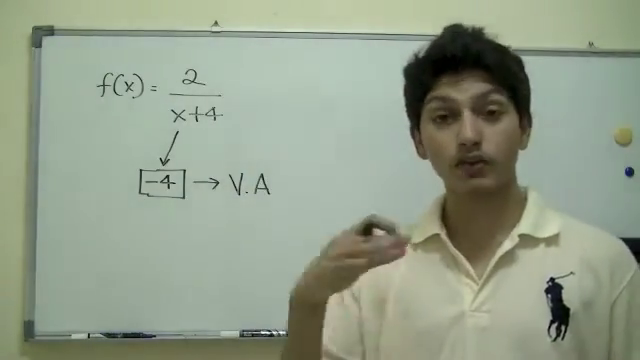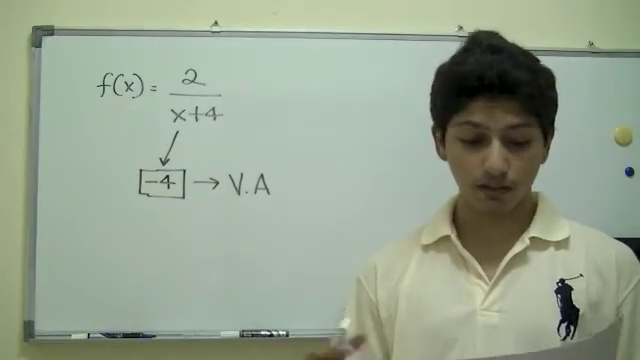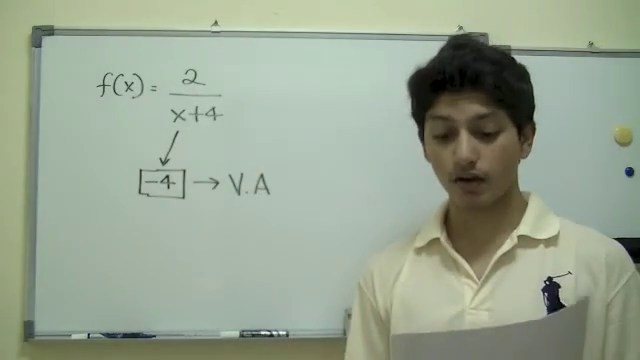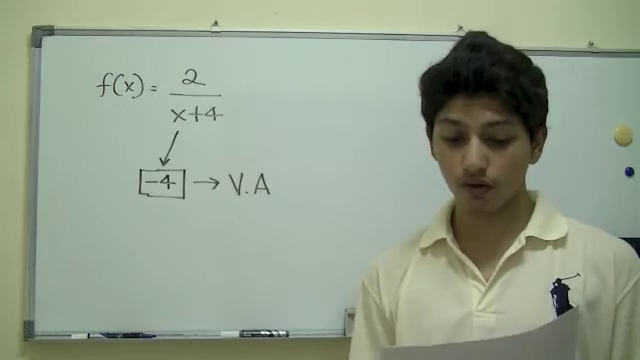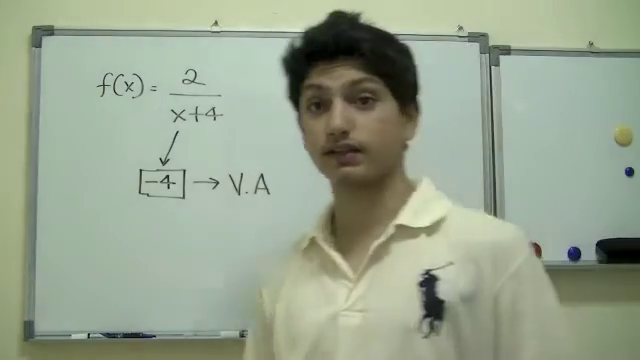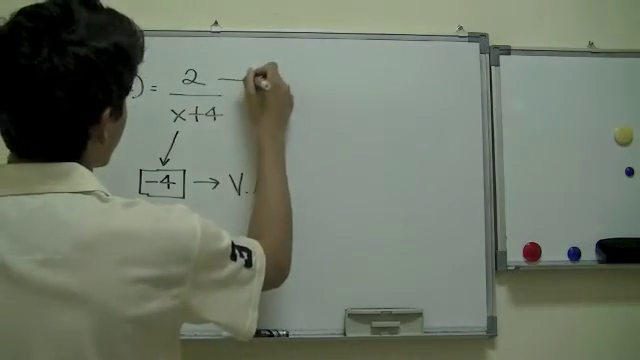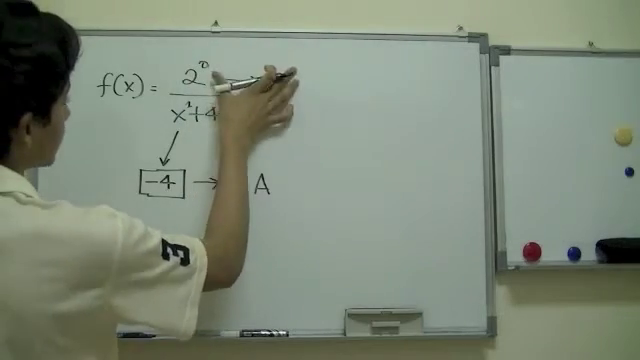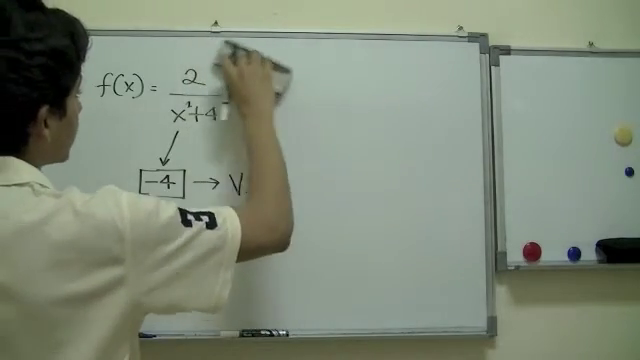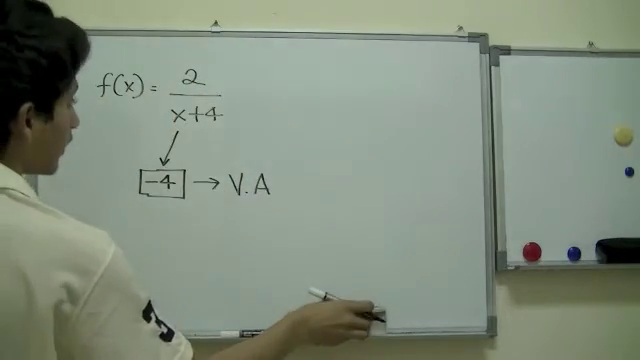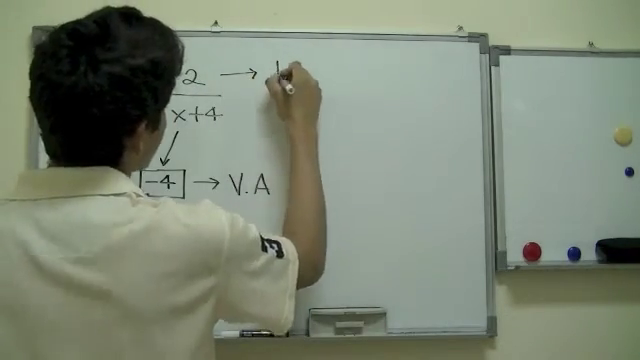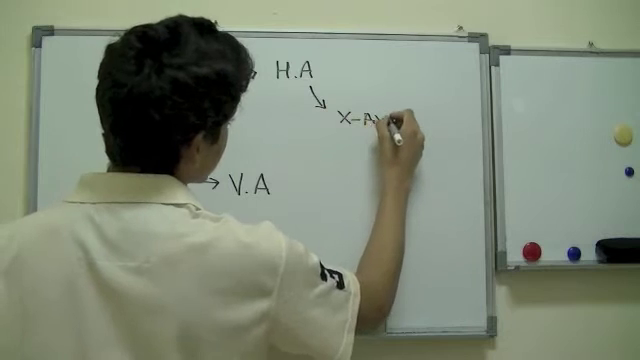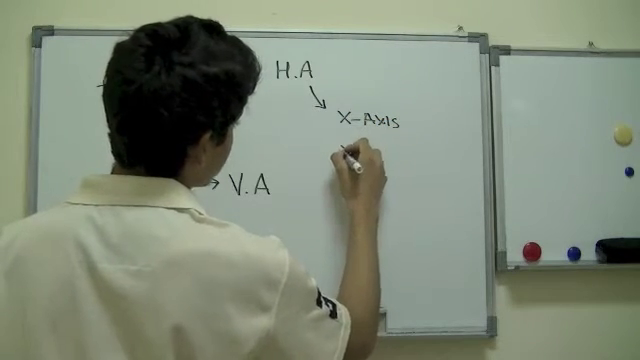Now we need to figure out the horizontal asymptote, which we can do by looking at the degree of the function. The degree of the denominator is larger than the degree of the numerator, so the horizontal asymptote is simply the x-axis. The numerator is a constant, which is raised to the power 0. Since the denominator's degree is higher, the horizontal asymptote is simply the x-axis, or y equals 0.